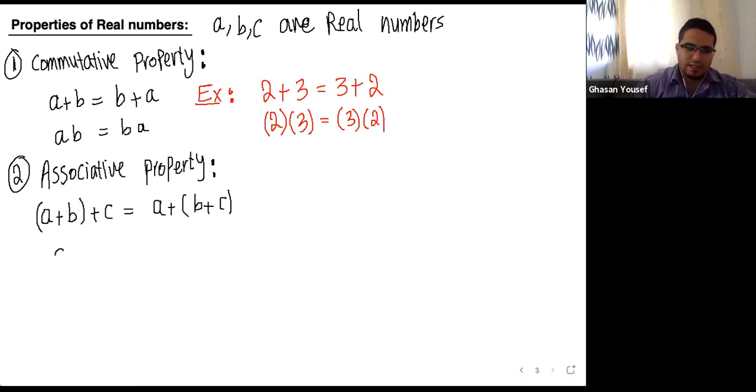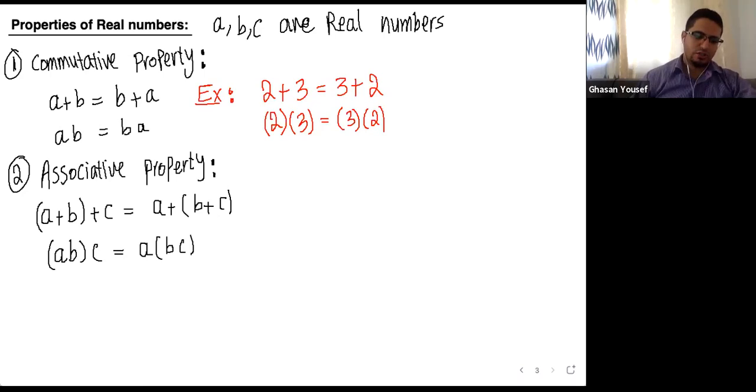And the same thing exactly for multiplication. A times B, times C, is the same as A times B times C. This means it does not matter which two we add first or multiply first. If I add these first and then add the result to C, it is exactly the same as adding the last two, then adding the result to A. The same for multiplication. If I multiply the first two terms, then multiply the result by C, it is the same as multiplying the last two terms, and then multiplying the result by the first term, A. So I will give you an example.